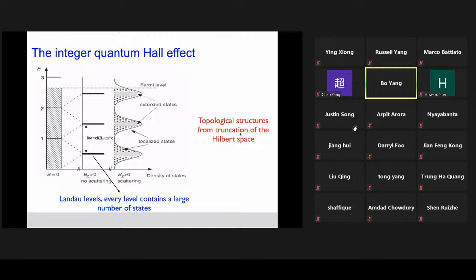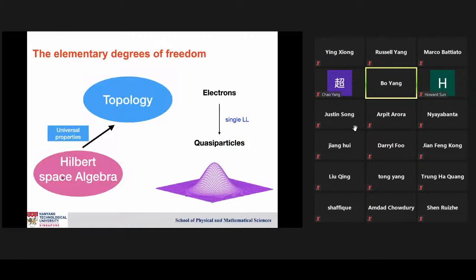It is because of this truncation of the Hilbert space that leads to the topological structures, for example, the Hall conductivity quantization, and the Luttinger liquid description of the edge excitations, etc. So this is actually an example where the universal properties of a system are defined by the special structure of the Hilbert space algebra, here a single Landau level. And these universal properties are the topological properties.